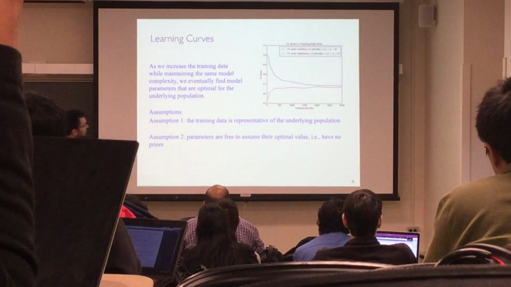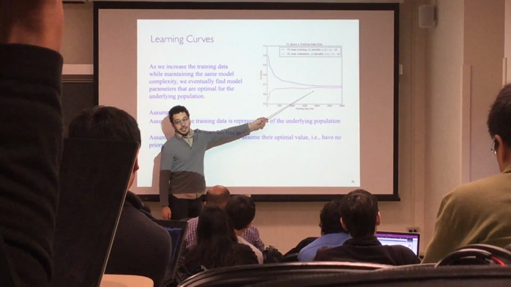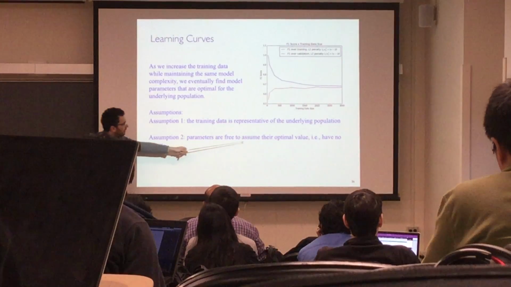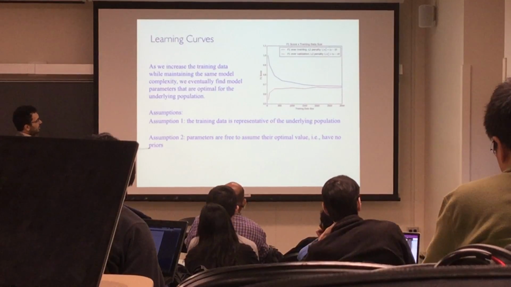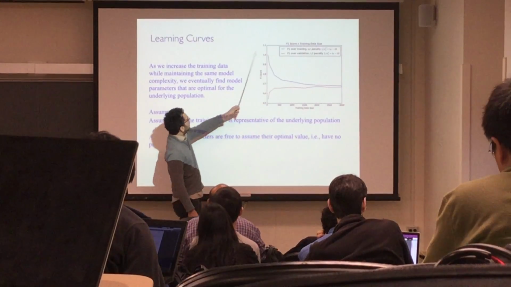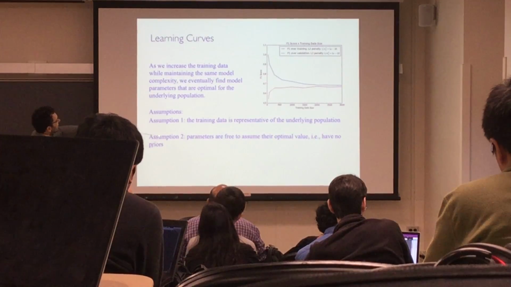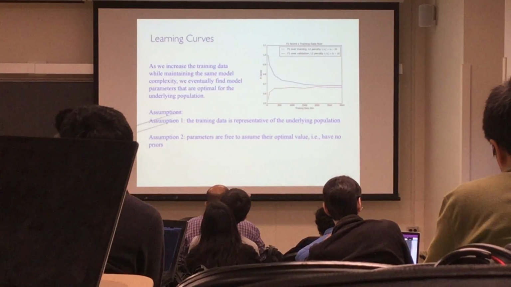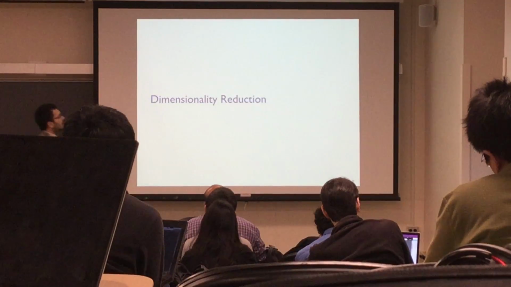There are some assumptions: that the training data is representative of the underlying population of the validation, or the test, which it might not be. Assumption two is that the parameters are free to assume the optimal value. And if you add a prior, then this changes, and it will likely narrow the gap.